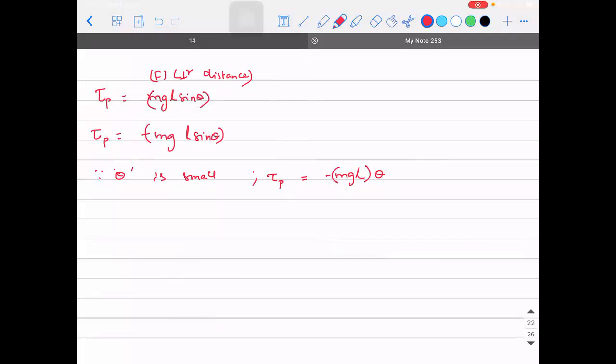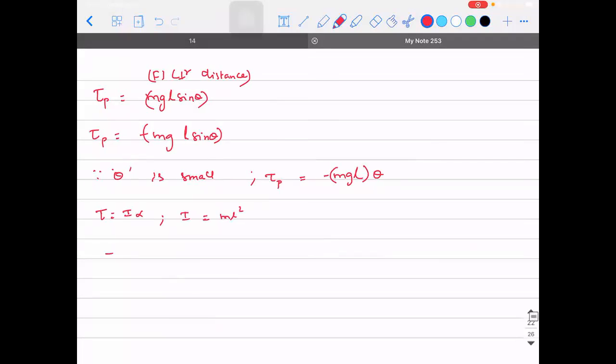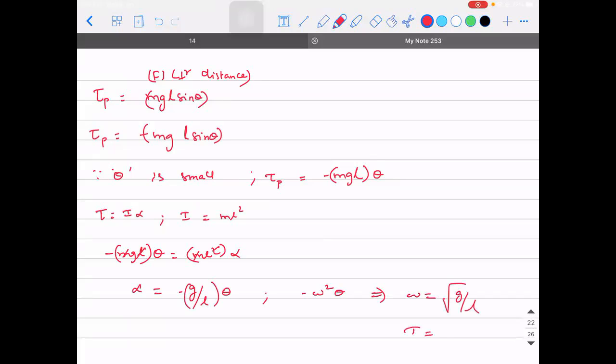Torque is equal to I alpha, and I is equal to ml square. So minus mgl into theta will be equal to ml square into alpha. L and L will get cancelled, M and M will get cancelled. Alpha will be minus g by L into theta. So comparing this with minus omega square theta, you will get omega is equal to root of g by L. T will be equal to 2 pi root of L by g. So these are the steps.